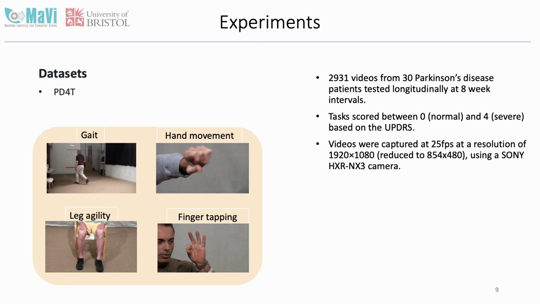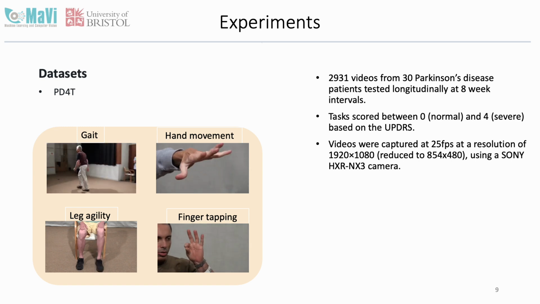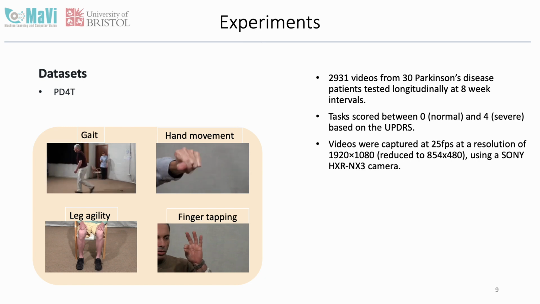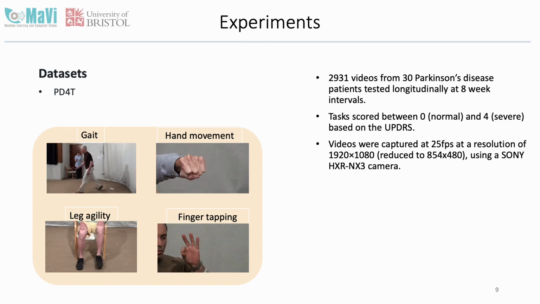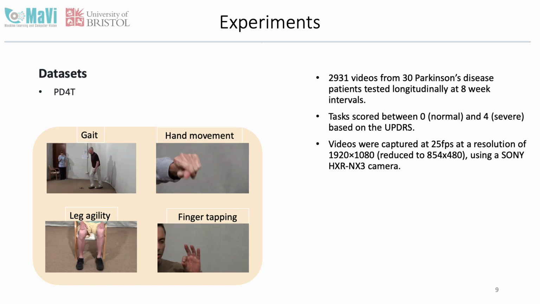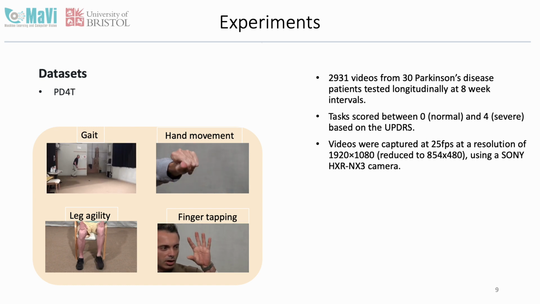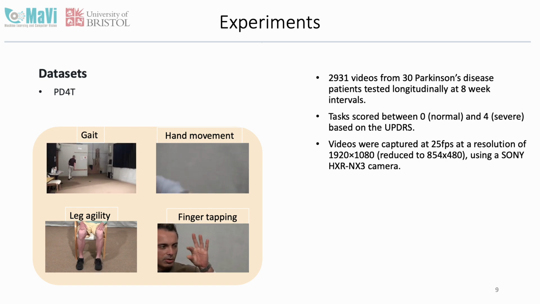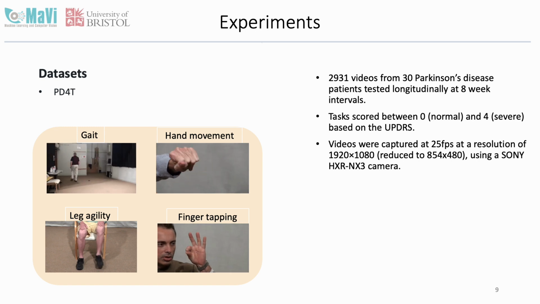Now let's begin our exploration of the experimental setup with our proposed PD40 dataset. This dataset contains 2,931 videos from 30 Parkinson's disease patients. As you can see, this dataset includes a range of tasks such as gait, hand movement, leg agility, and finger tapping, and each task is scored on a scale from 0, which indicates a normal subject, to 4, indicating severe symptoms, according to UPDRS standards.